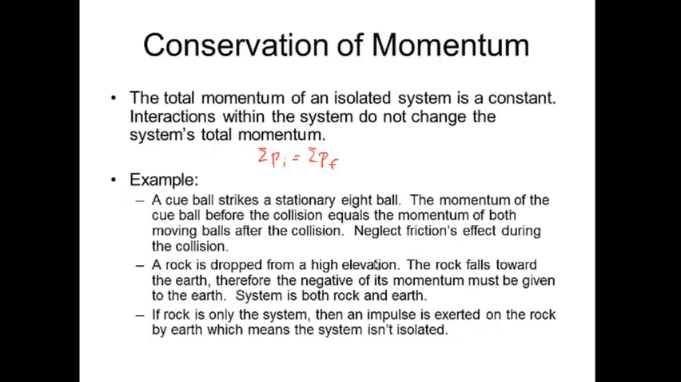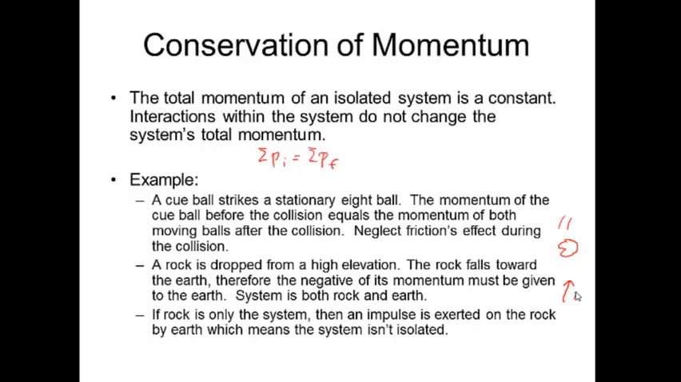Rock is dropped from high elevation, so we got a rock over here, rock falling. So it looks like conservation of momentum is not obeyed. Rock was sitting here, no momentum. Rock is dropped, rock starts accelerating downward. If something has momentum downward, something must have upward momentum. So what is that? That's the Earth in this case.